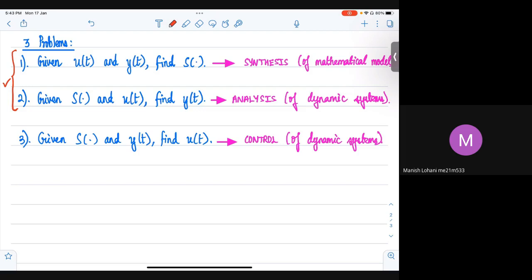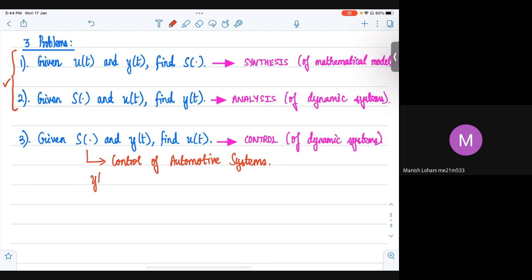Let it be a longitudinal response, an acceleration or braking response, a steering response, or a suspension response. Once we learn this in this particular course, as I mentioned, subsequently we will learn a course on control of automotive systems, where we will do the third part. We will equip ourselves with the tools which will help us in figuring out what input I should provide to get a desired output.